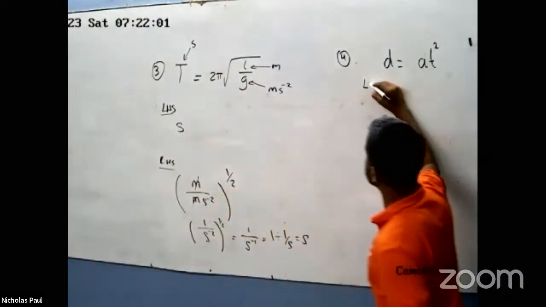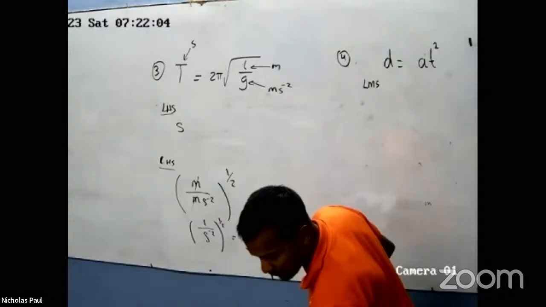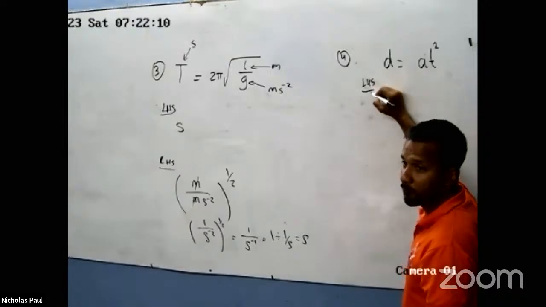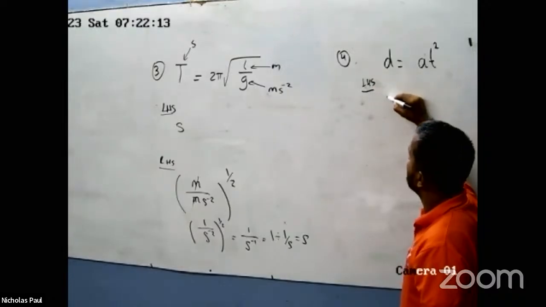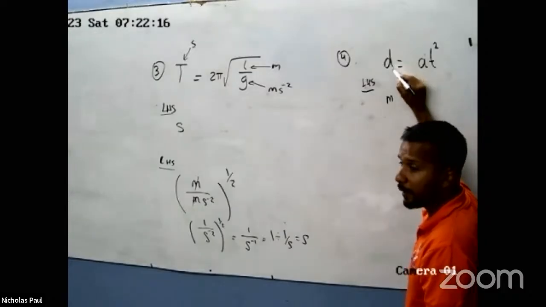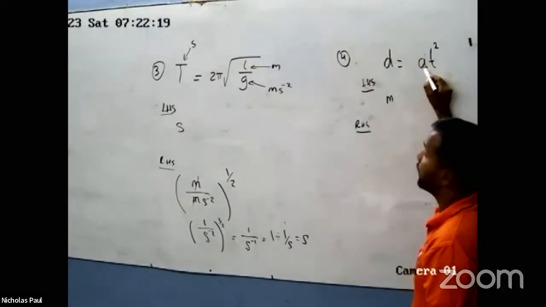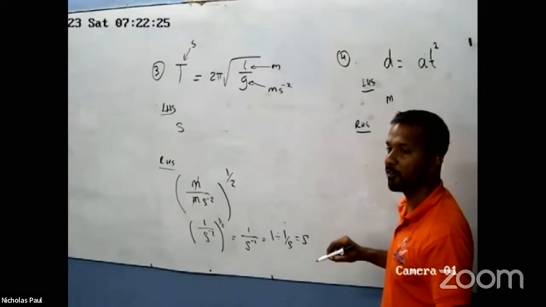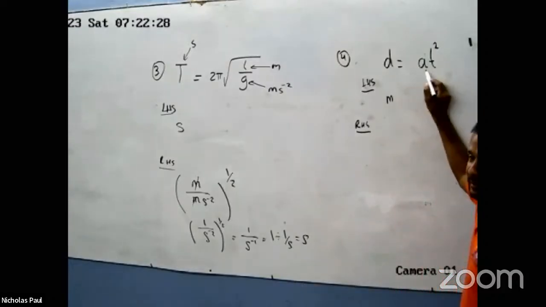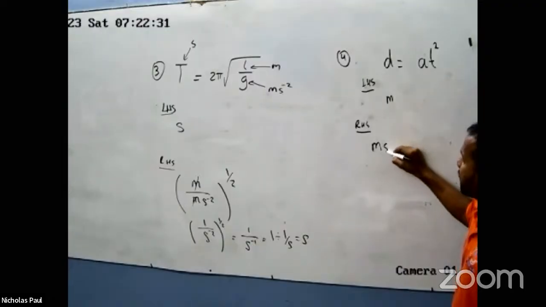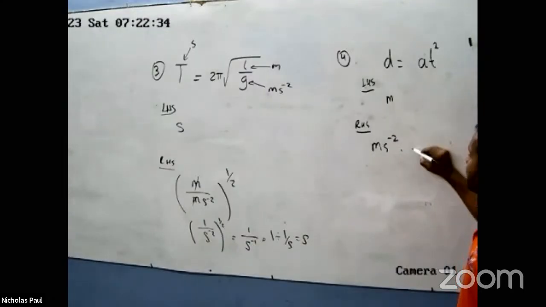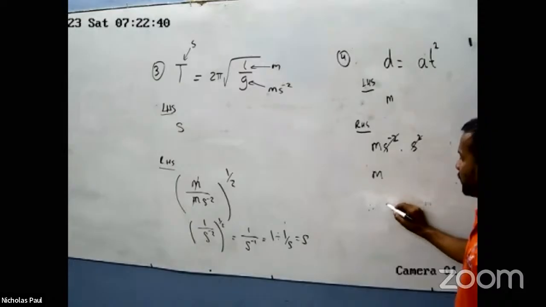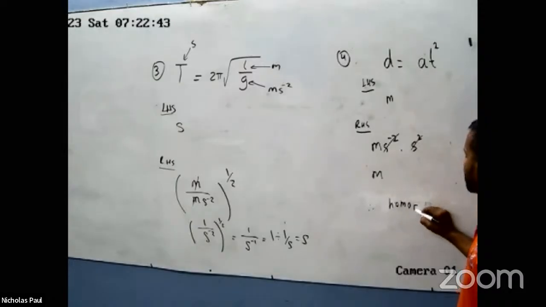All right, so let's see, last one. Left hand side, meters, right? Right hand side is what? Right, m s to the minus 2. And here is what? s to the power 2. What will happen here? Right? So therefore it's homogeneous.